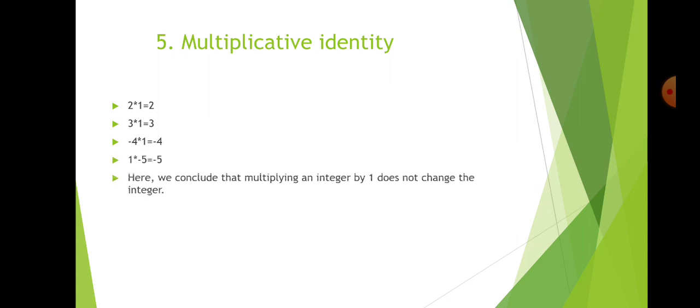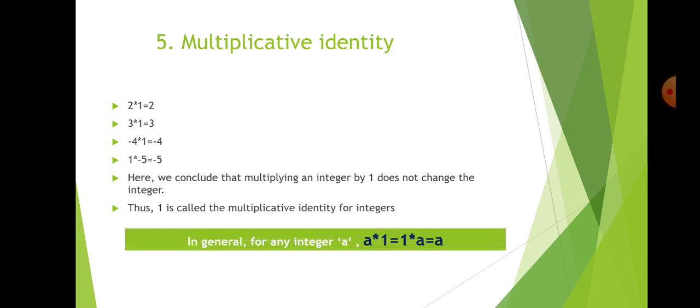Now the fifth one is multiplicative identity. To get the same integer we should multiply it by 1. 2 1s are 2, 3 1s are 3. Negative integers also: minus 4 1s are minus 4, 1 into minus 5, minus 5 1s are minus 5. So observe here, we conclude that multiplying an integer by 1 does not change the integer. Here 1 is called the multiplicative identity for integers. The formula is a into 1 is equal to 1 into a is equal to a.